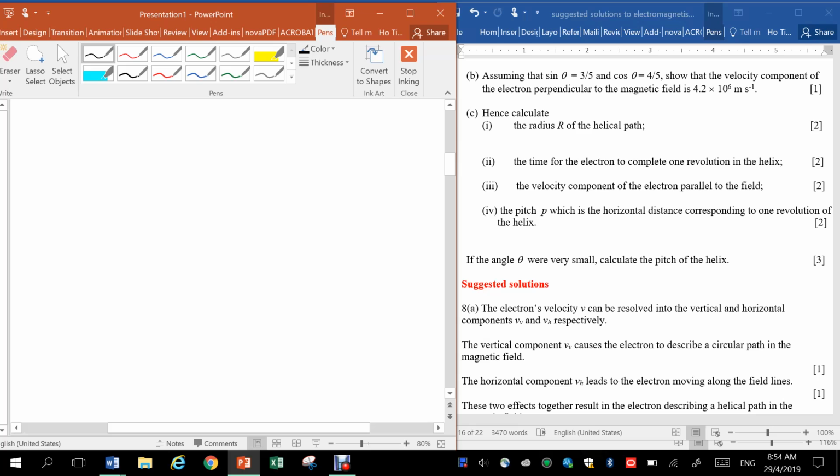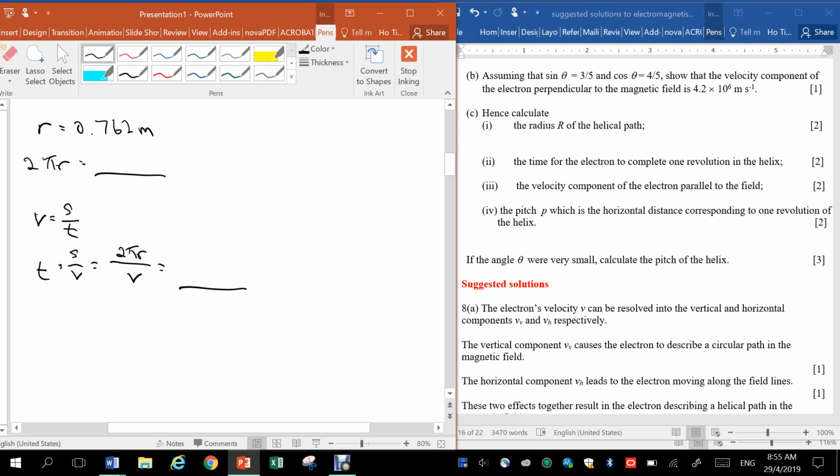So one way: r goes to 0.762 meters. We know that the circumference is 2 pi r. Since velocity is distance divided by time, we can just put 2 pi r over v, plug in the values and find the time. So that's one way to do it.